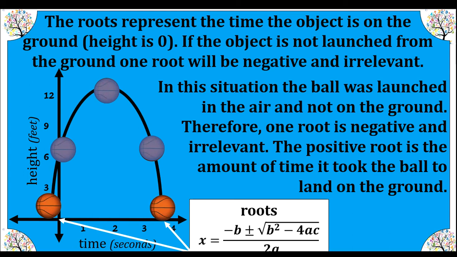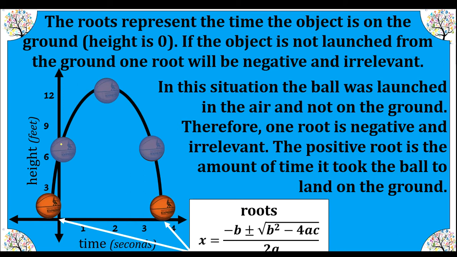Now let's talk about our roots. We have 2 roots. However, sometimes one root is irrelevant. Let's recall that the x-axis represents seconds. Here at the origin represents 0 seconds. Anything to the left of 0 is going to be negative, and there's no such thing as negative time for us. So this root is irrelevant.